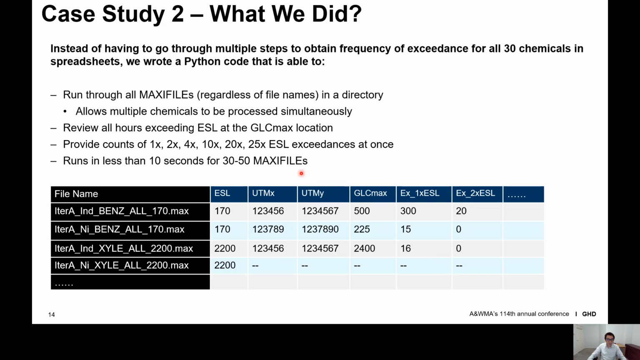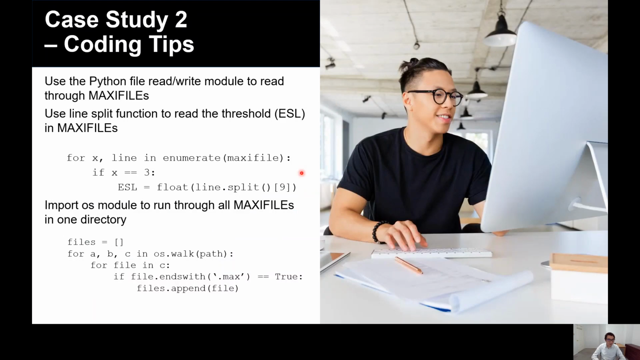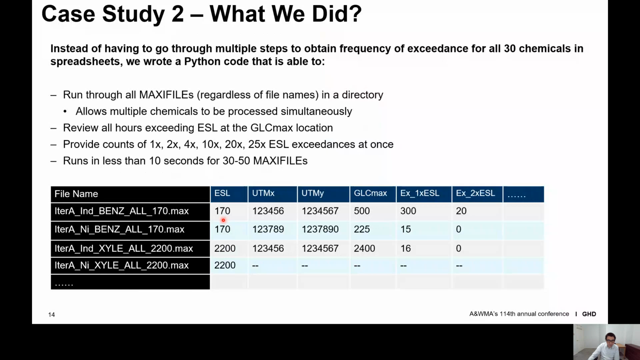So that is the case study that I would like to share with you, and I want to also give some coding tips on this as well. A very interesting thing is, when you tell it the threshold in the input file, you can actually find that threshold in the maxi file. So we can use the line split function in Python to read the threshold from the maxi files, and you can write that in this table, so that you have a really good reference.